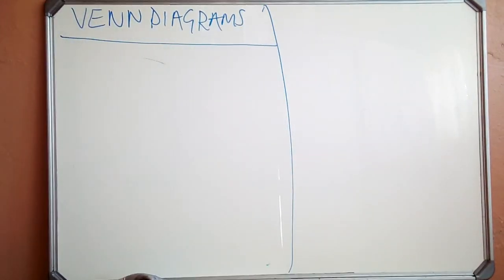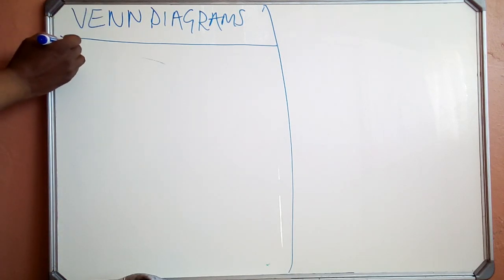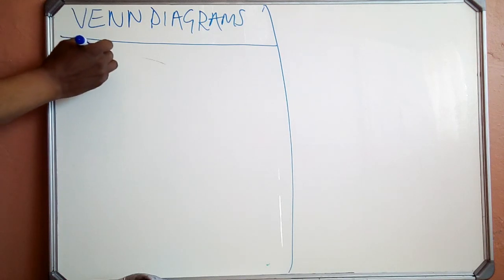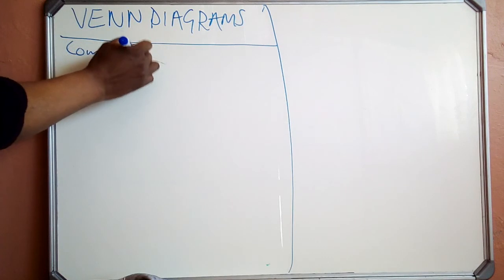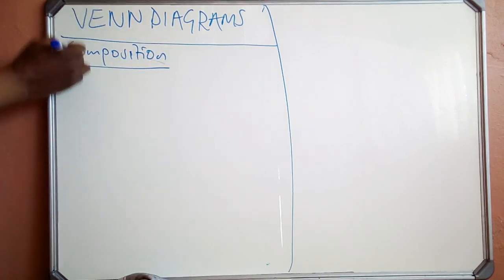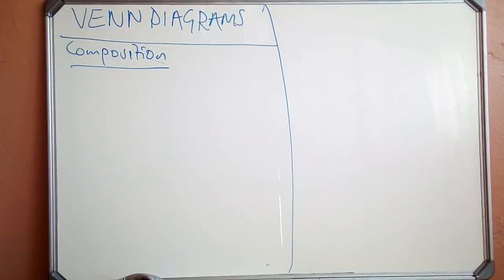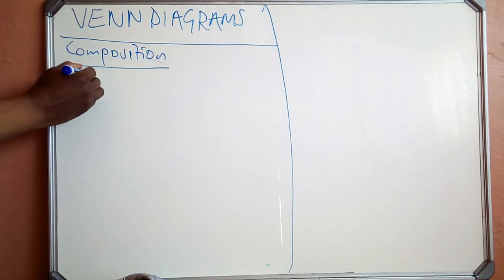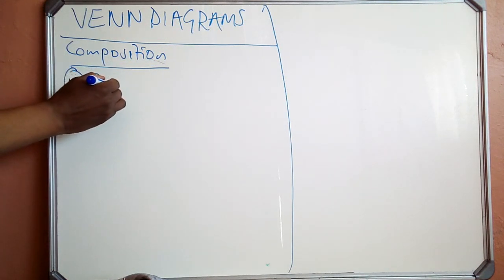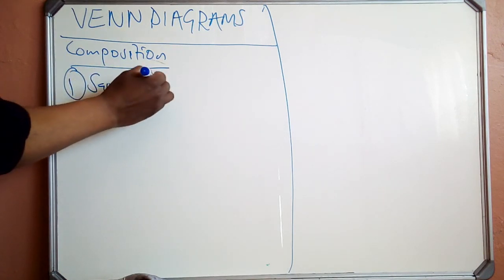Now, in a Venn diagram, we've got a couple of things that we need to take note of. The first thing is the components, or composition, of a Venn diagram, meaning what the Venn diagram is made of. One, it is made of what is known as the sample space.